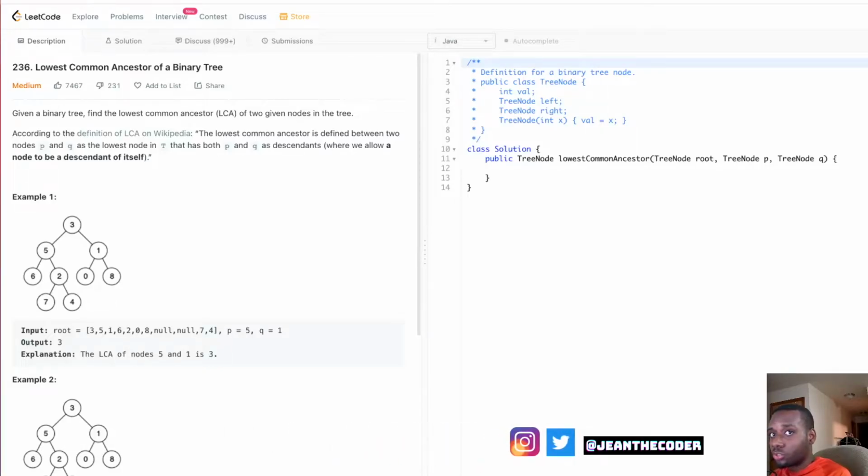I'm LeetCoder. If you guys are new here, I pretty much do LeetCode style questions and explain things in the simplest way possible. Today we have a pretty interesting problem that I'm very excited about. So let's go ahead and read the problem statement.